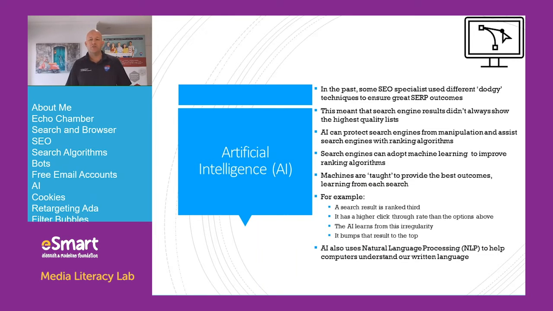AI also uses natural language processing, or NLP, to help computers understand our written language. So you can see that artificial intelligence is being used on the internet, maybe behind the scenes, to help improve search results so that you access the data, the information that you really need to access.